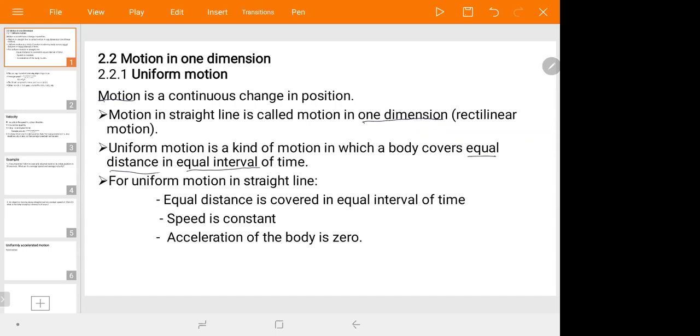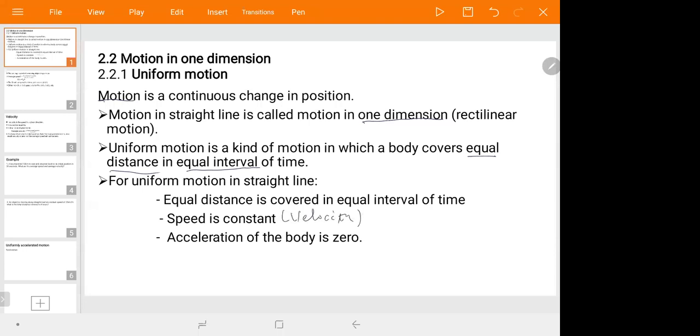So uniform motion is a kind of motion that has constant speed in a certain direction, or constant velocity. Therefore, for uniform motion in a straight line, equal distance is covered in equal intervals of time, and speed is constant, or velocity is constant.